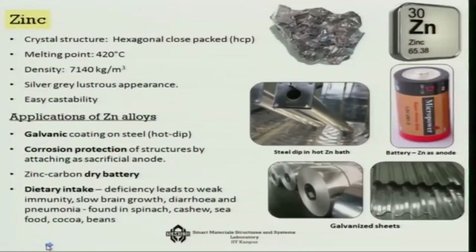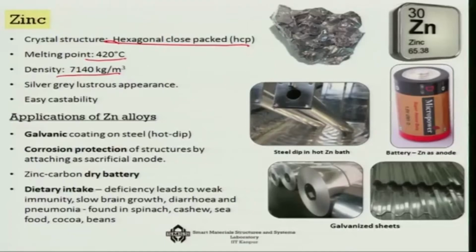The next is zinc. Now, zinc shares one commonality with titanium, that this is also hexagonally close packed, HCP, but its density is very high. We are suddenly now jumping from a low density to a reasonably high, very close to iron, 7140. Melting point is also not very high, 420 degrees centigrade. It has a silvery grey lustrous appearance and easy castability.